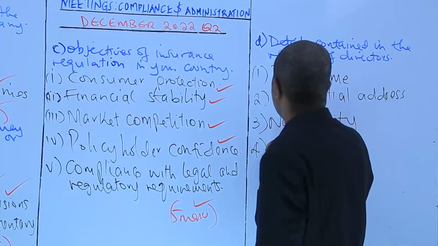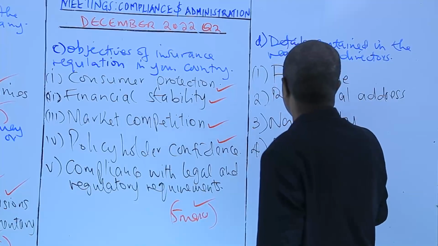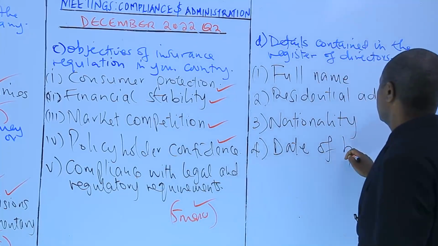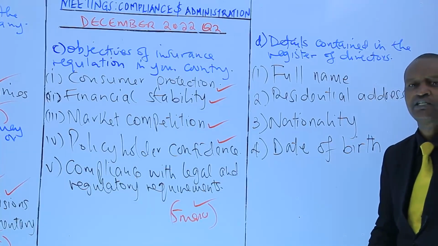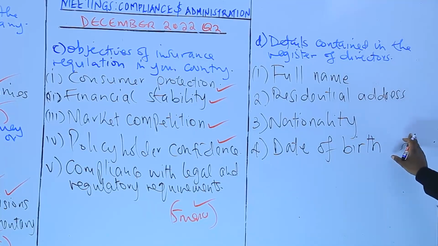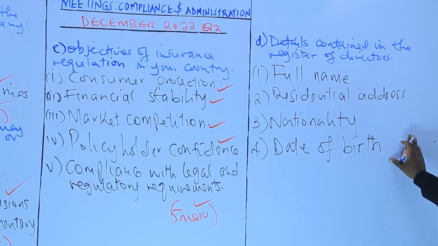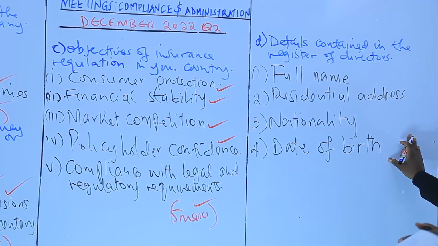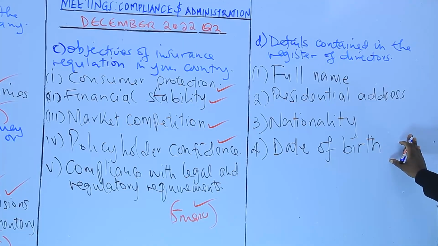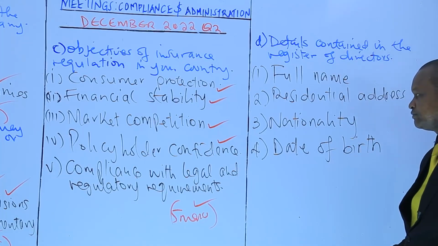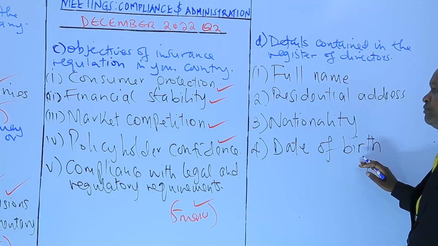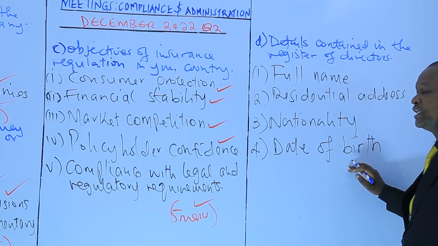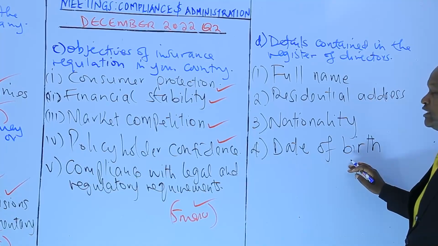4, date of birth. The date of birth of each director is included in the register. This helps to uniquely identify individuals with similar names. The date of birth can be used to uniquely distinguish the directors with similar names.